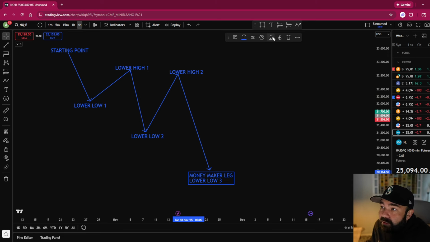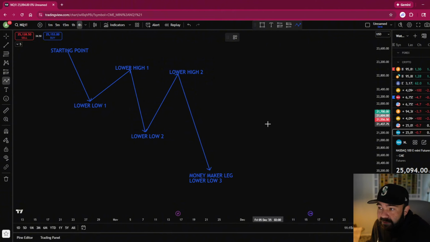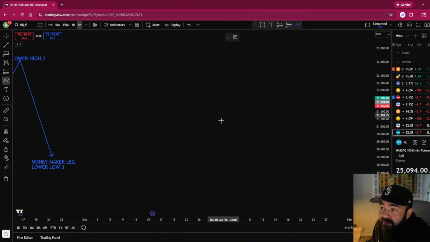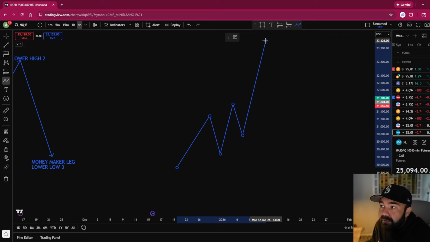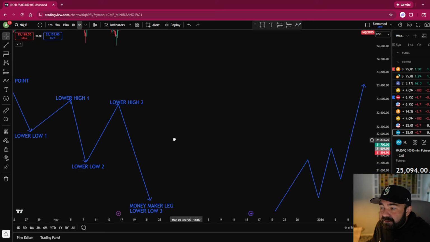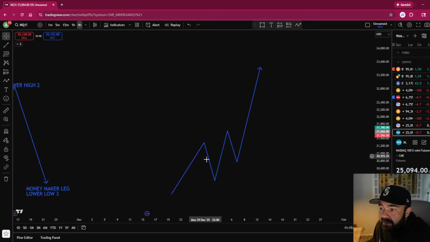It works the same way on bullish. I'll just quickly draw that one so you can see. I'm not going to label it, but if you have a starting point here, higher high, higher low, higher high, higher low, moneymaker leg. It's the exact same as this, except just flipped with higher highs and higher lows instead of lower highs and lower lows.